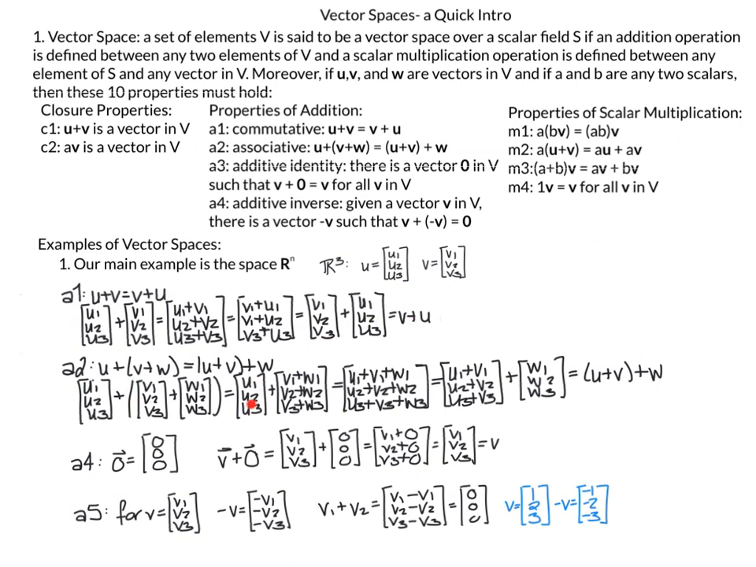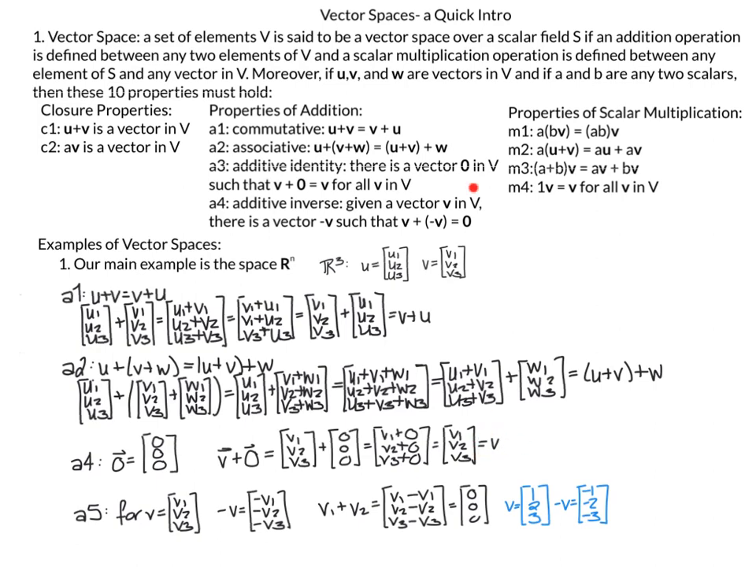Similarly, you can do some things to show associativity, which I'll let you take a look at. The additive identity is the 0 vector, because there is a vector 0 in V such that V plus 0 is equal to V. So any vector V, and in this case we're in R3, so V1, V2, V3 plus the 0 vector is equal to V.